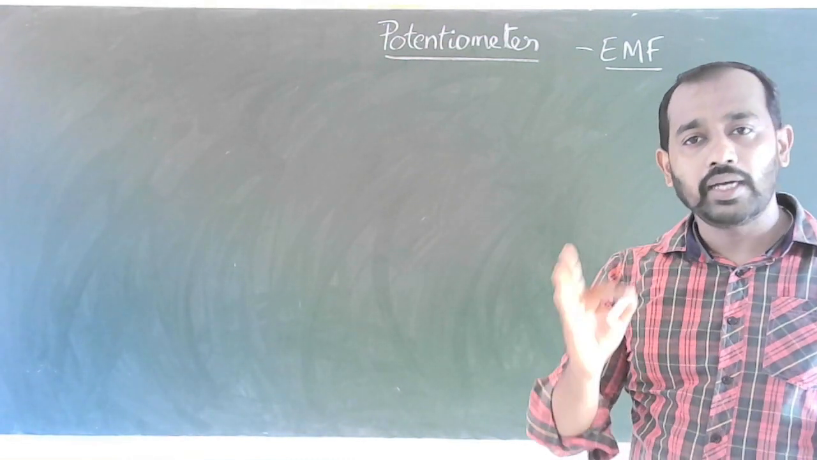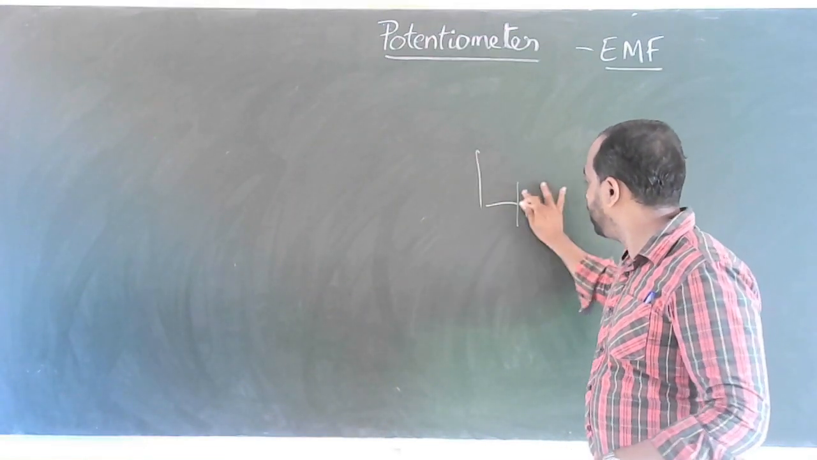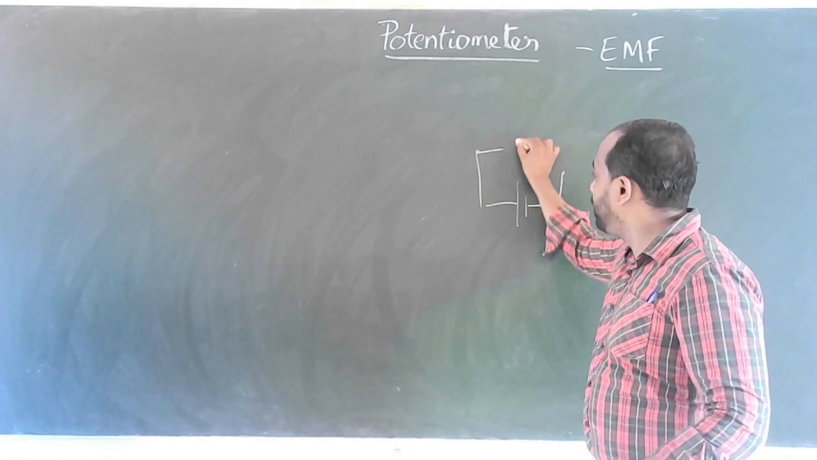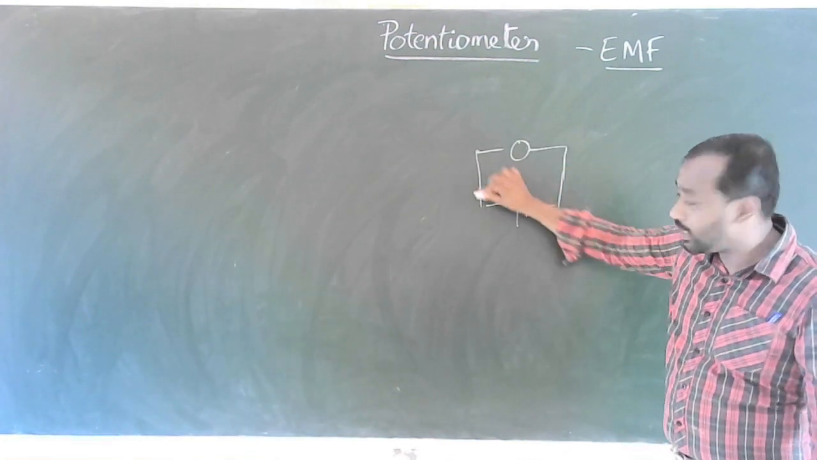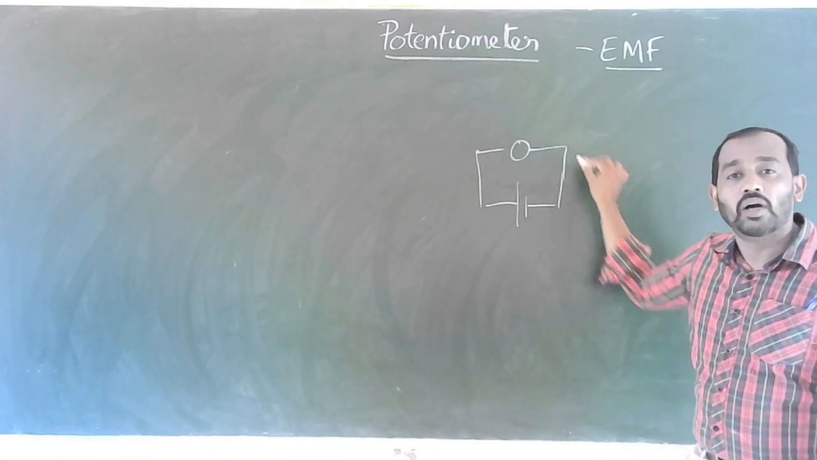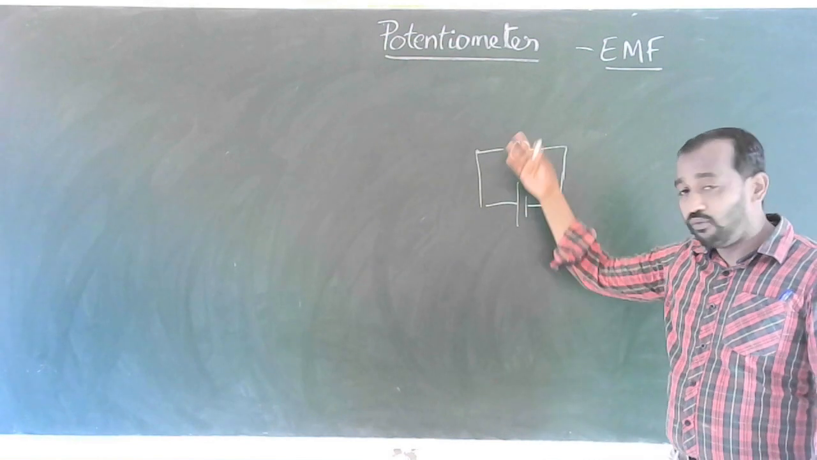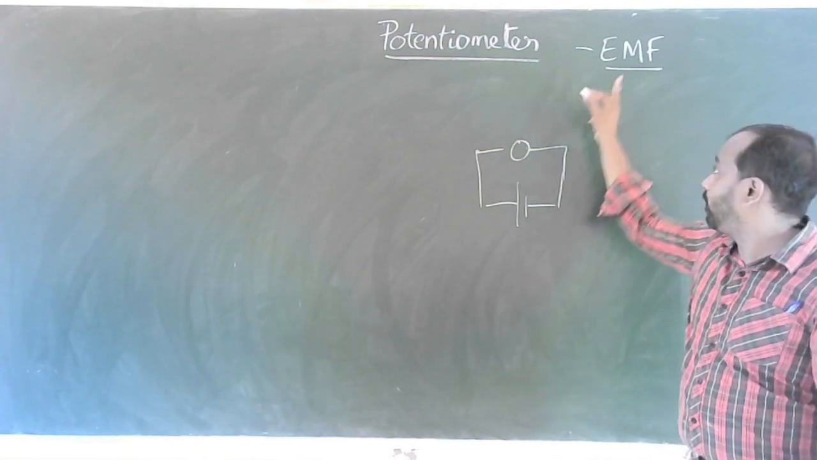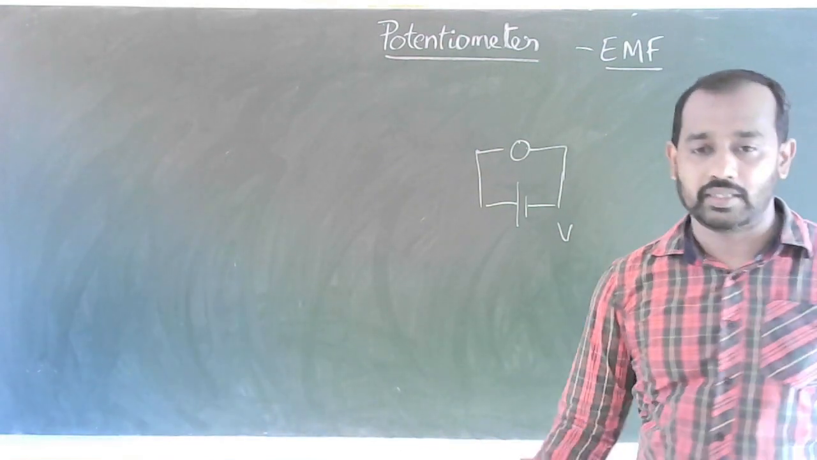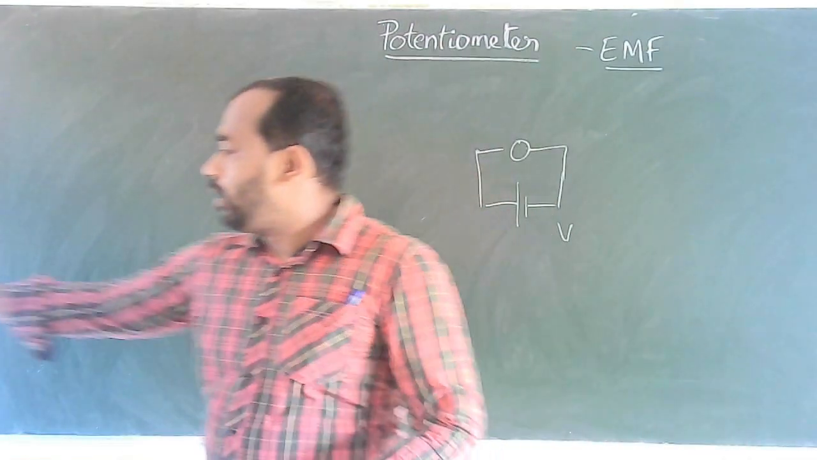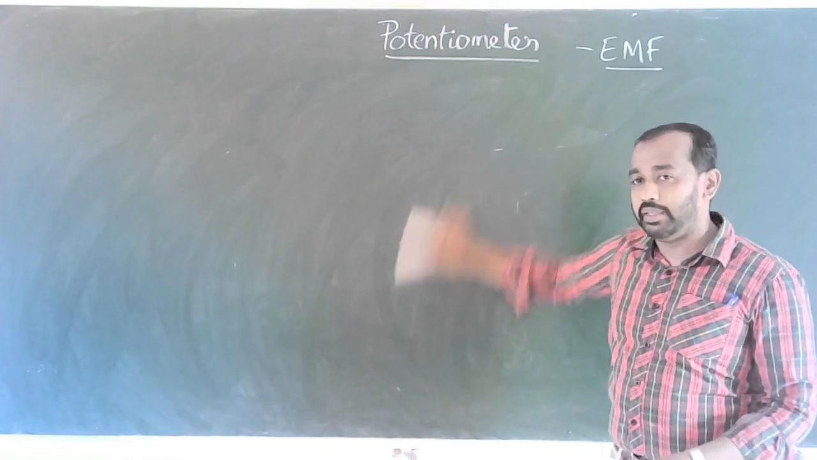We know that whenever a cell is connected with a voltmeter for measuring the EMF, it will start to allow the current to flow through the circuit. When current flows, we will never get the value of EMF. We will only get the value of the terminal potential difference. So that's why we are going to discuss in detail about the potentiometer.